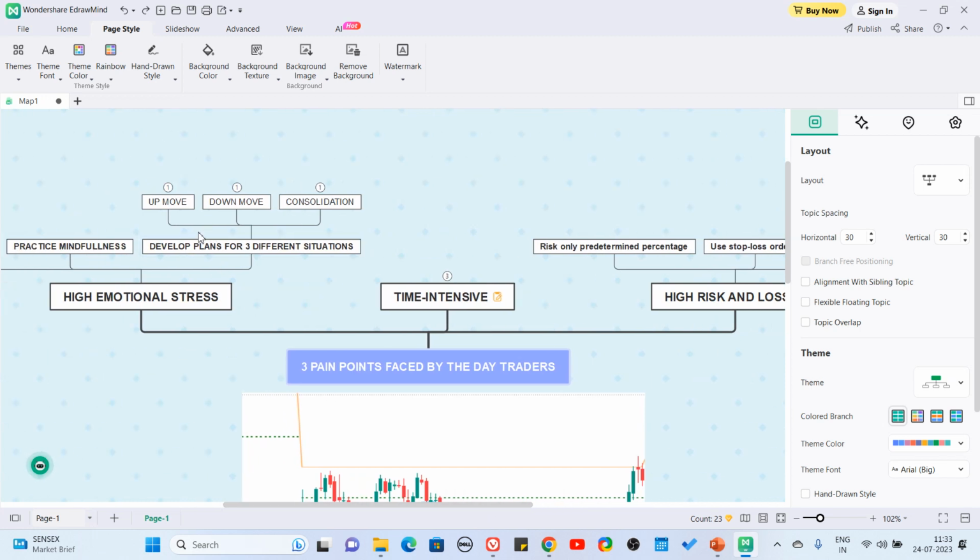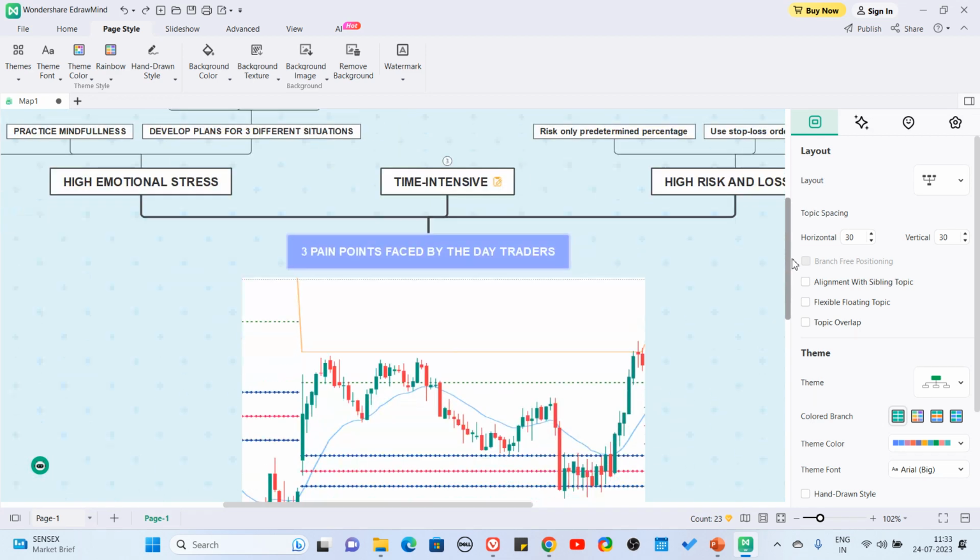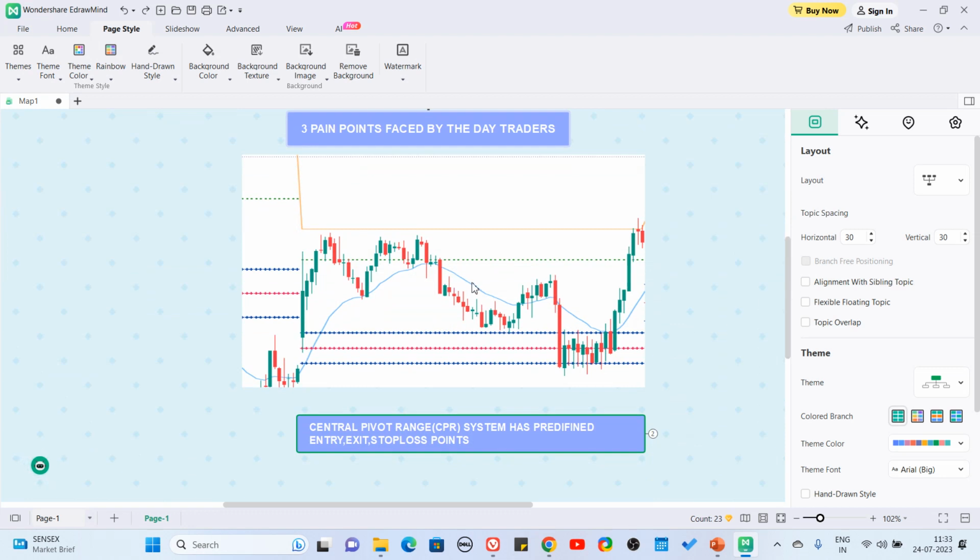Now, the third one is to reduce the high emotional stress. Develop plans for three different situations. Again, I come back to this example because explaining with the charts is so effective and gives you so much impact. So we have to have three different scenarios to reduce high emotional stress.